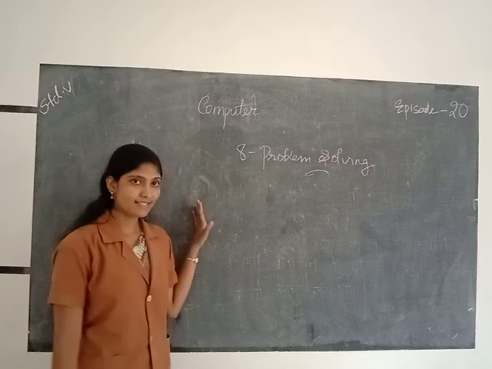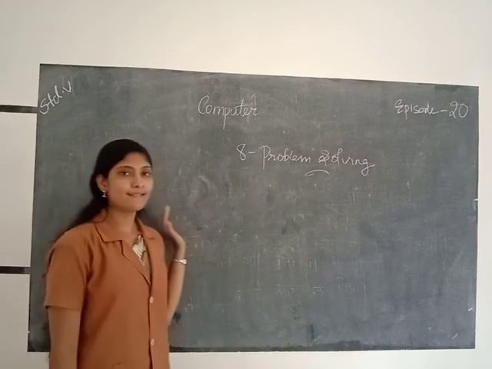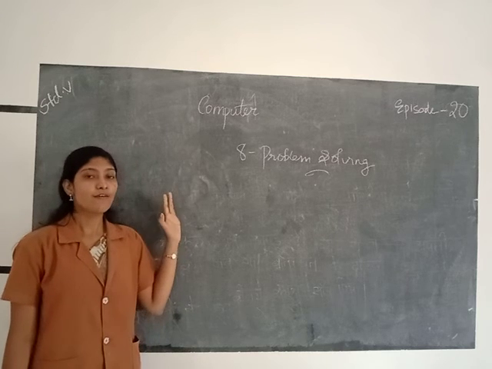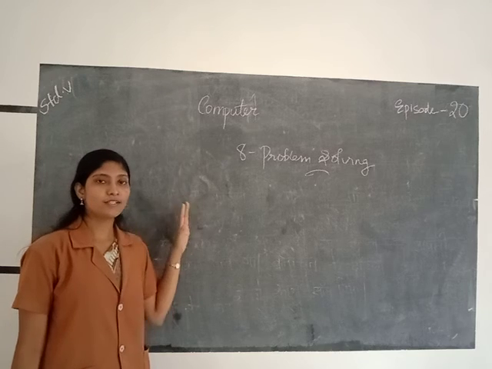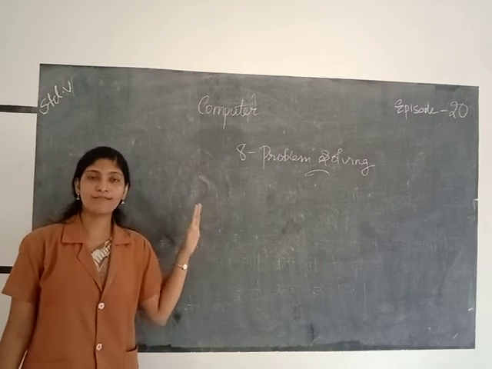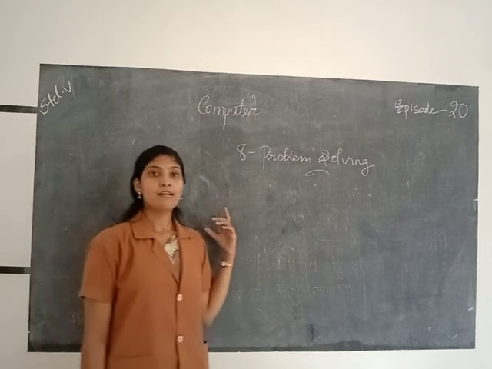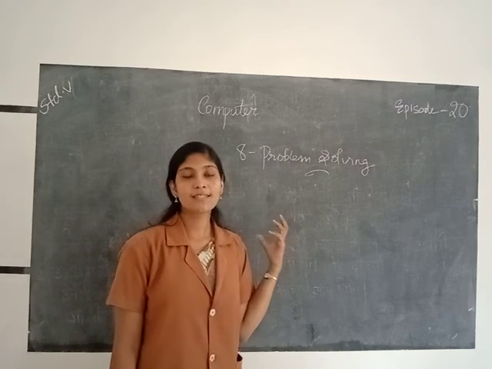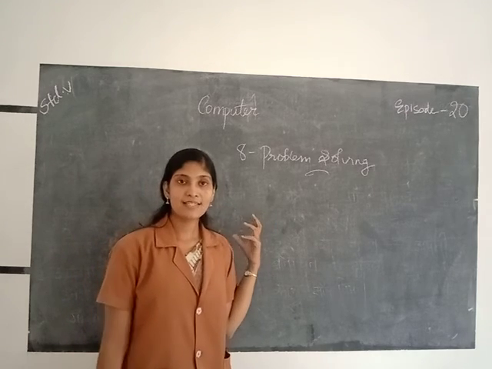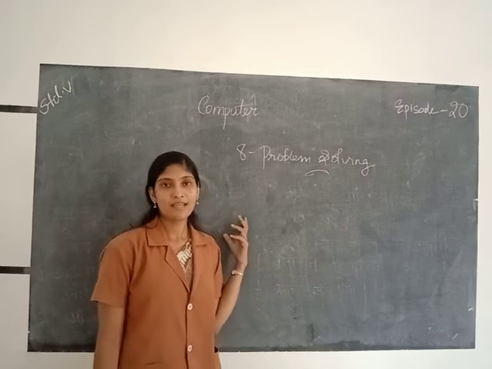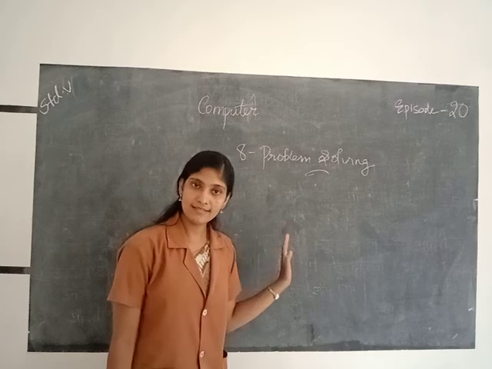So, let's continue this 8th chapter, problem solving. Here we discussed some important shapes used in a flowchart. Let me remind you of the boxes used in a flowchart. First, the terminal box, then the processing box, the input or output box, then the comparison or decision box, then flow lines. These are the things we have learned in this chapter.